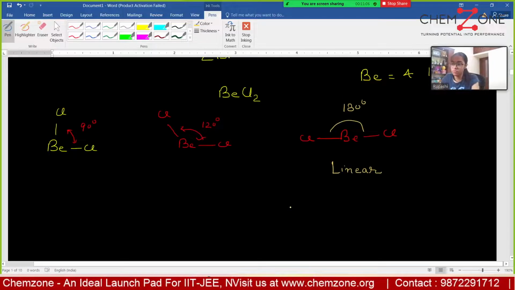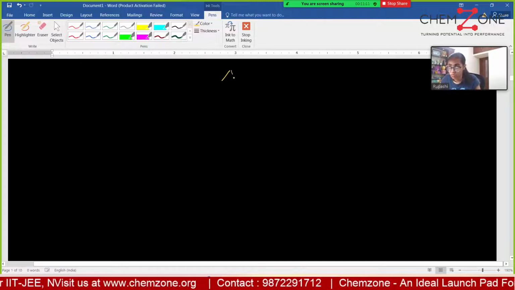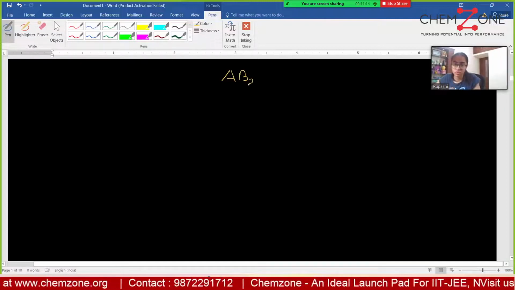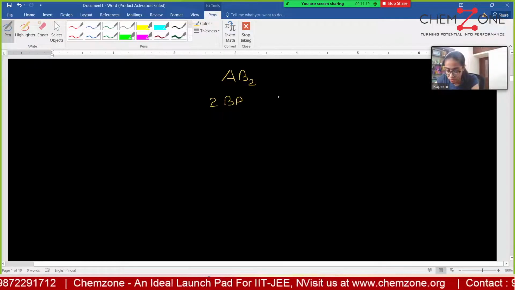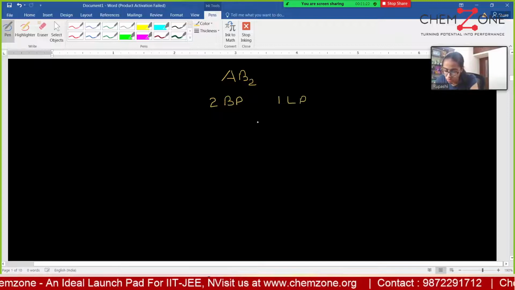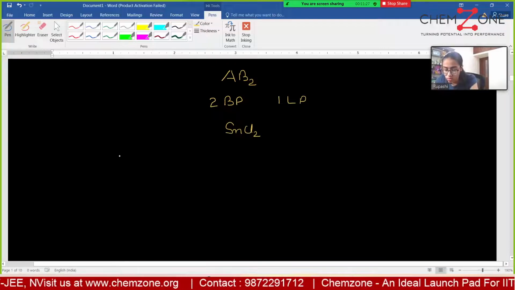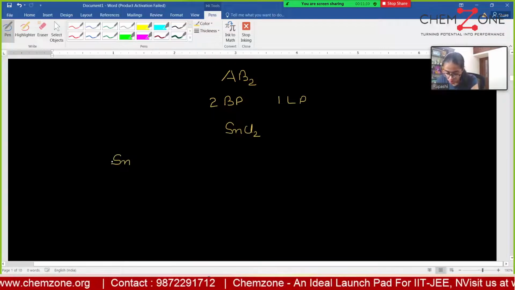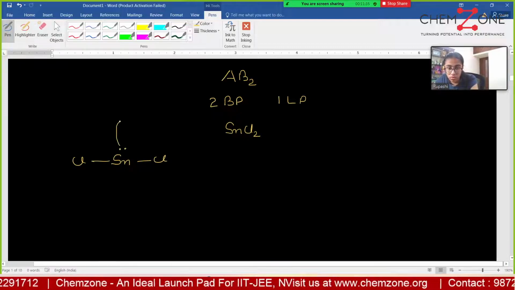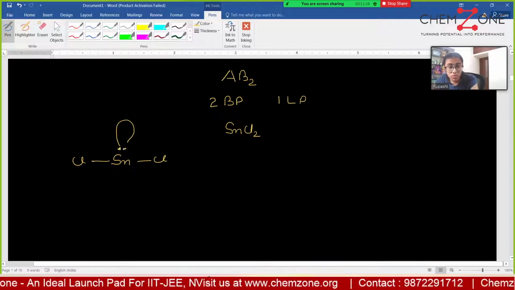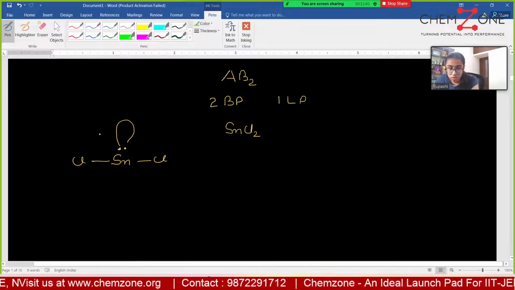Till now, any doubt? Okay. Now I'm considering the next case. Again, I have an AB2 type of molecule where we have two bond pairs and one lone pair. For example, I have tin chloride, SnCl2. Two bond pairs and one lone pair. Lone pair, we show it like this. This lone pair will repel the bond pair.